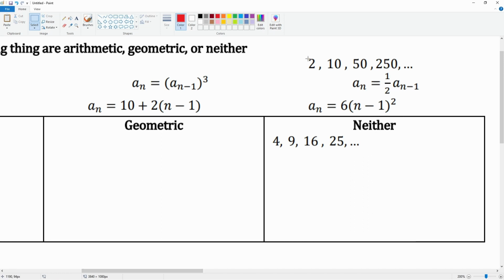Last one, 2, 10, 50, and 250. And that is what the common ratio is 5. So we put that in geometric.